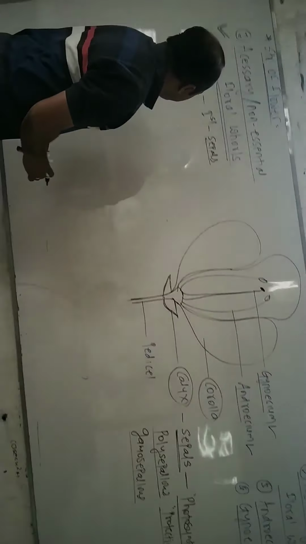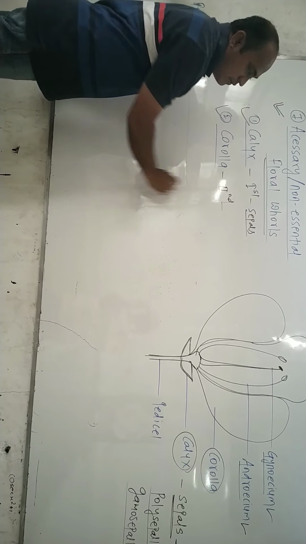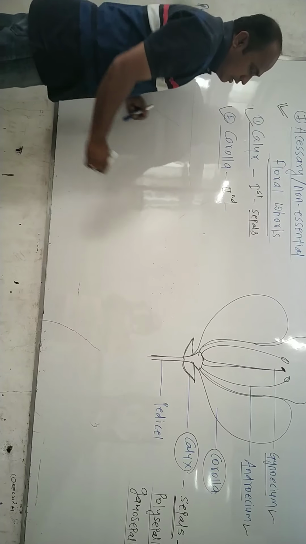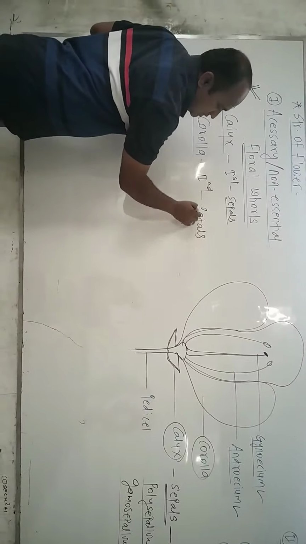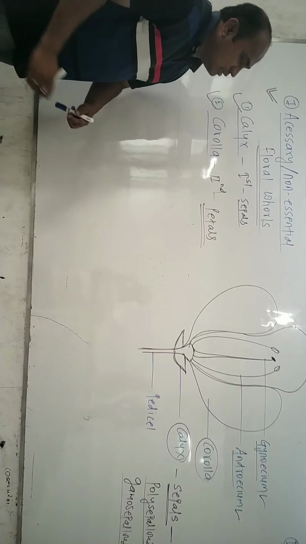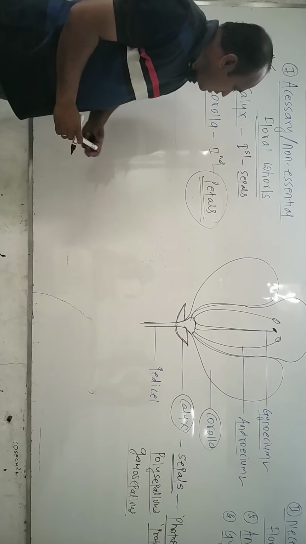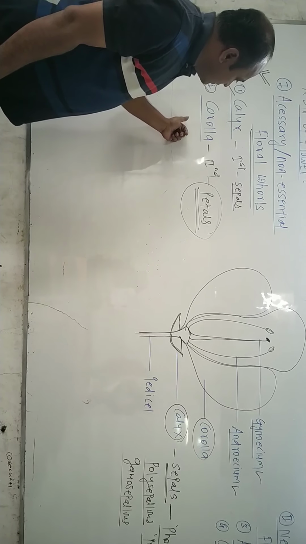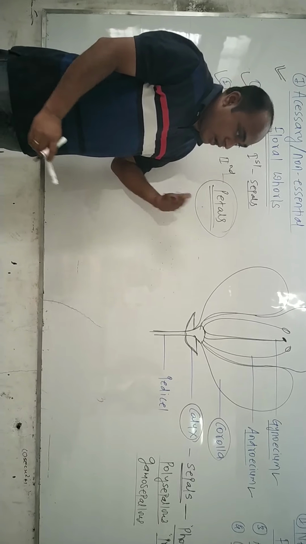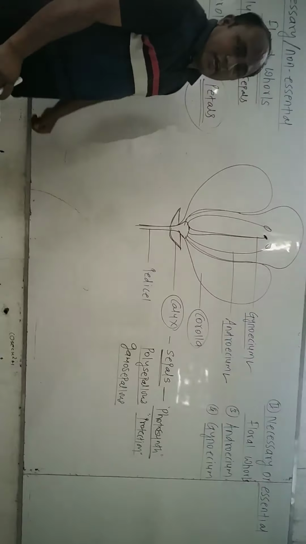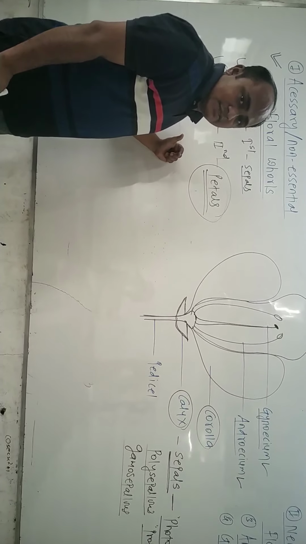The other, second floral whorl of the flower is called the corolla. The individual member of the corolla is called petals. We know that the petals are the most attractive part of the flower. When these petals are free from each other, they are called polypetalous. If they are united, they are called gamopetalous.